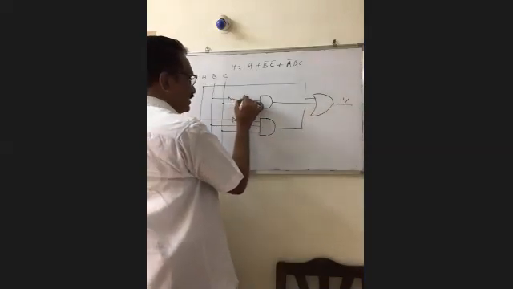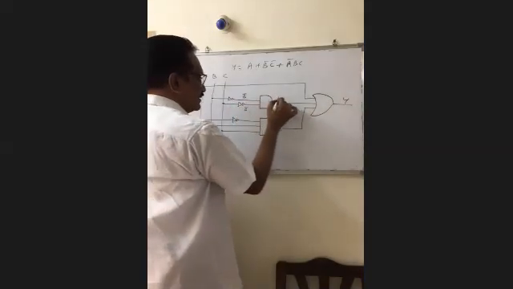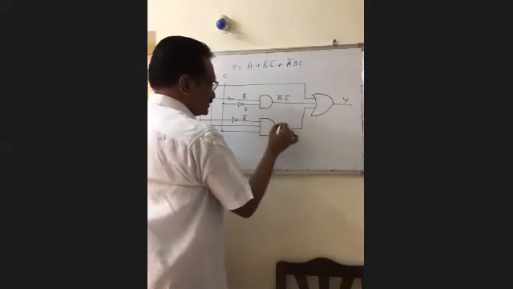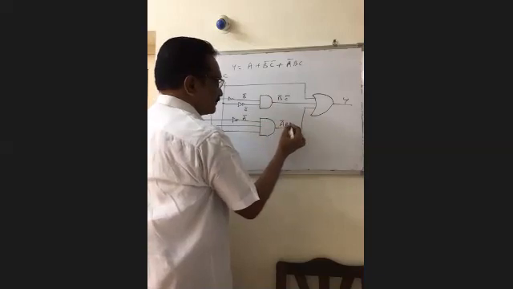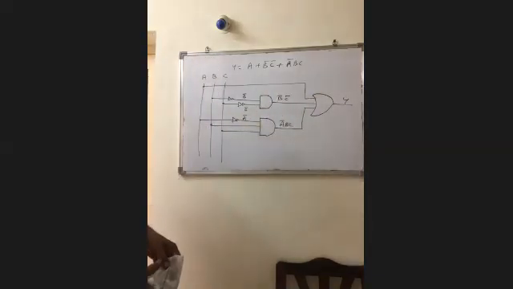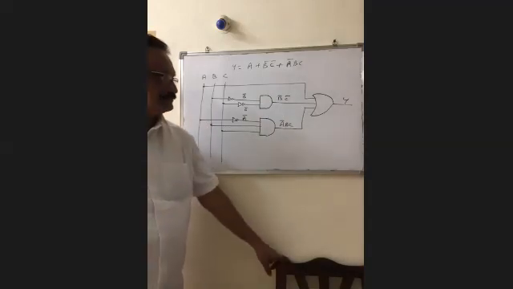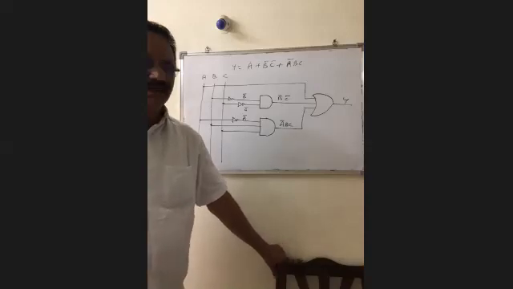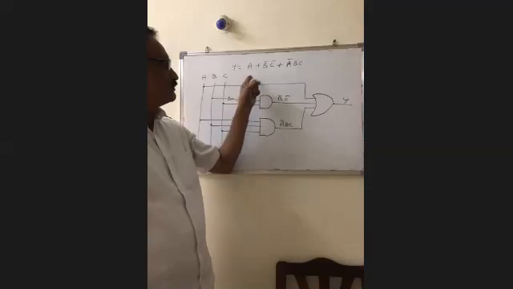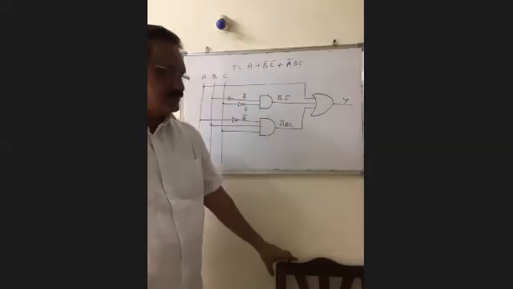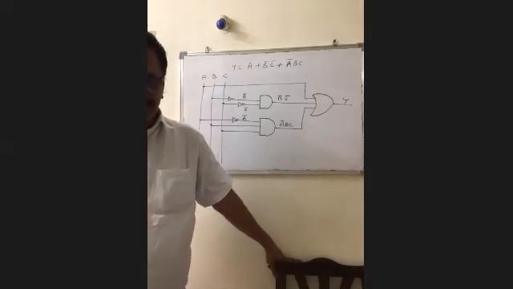So this is B bar, and this one is C bar. This is B bar, C bar. This is A bar, and this one is A bar, BC. And Y is equal to, no doubt in that one, A plus B bar, C bar plus A bar, BC. Draw that one. Realization of the given expression Y equal to A plus B bar, C bar plus A bar, BC by using AND, OR and NOT gates.